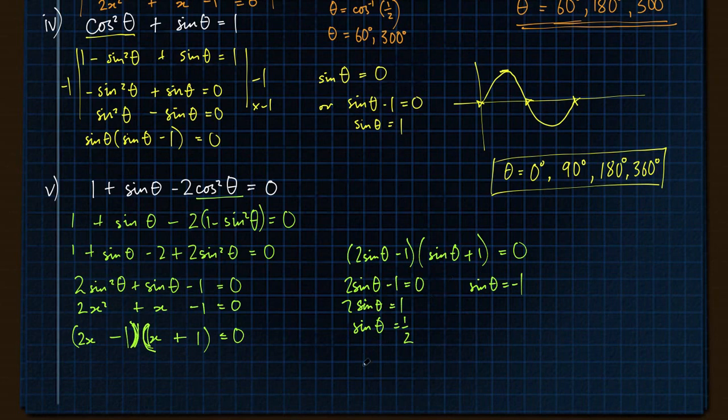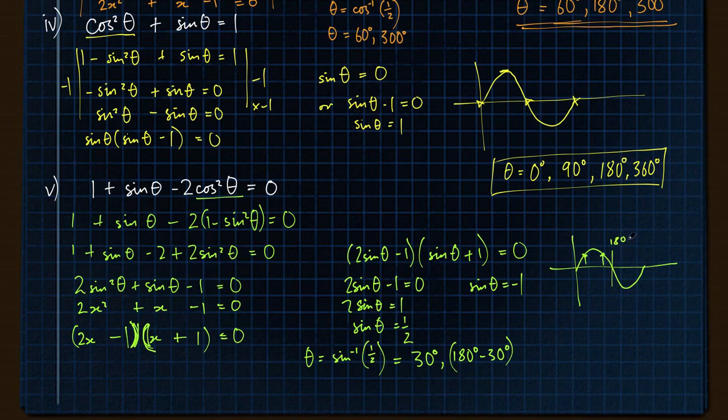So if sine theta equals a half, looking at the graph and using what we know, or using calculators, theta equals inverse sine of a half, which is 30 degrees. 30 degrees appears here and there, the symmetrical place. 30 degrees, 180 minus 30 degrees. That's the other answer that comes in here, because that's 180. Sine theta equals minus 1 happens here, only once in this region, and that's at 270 degrees.